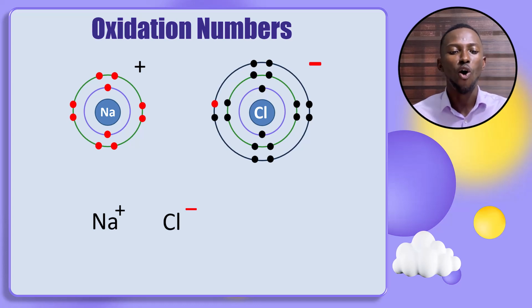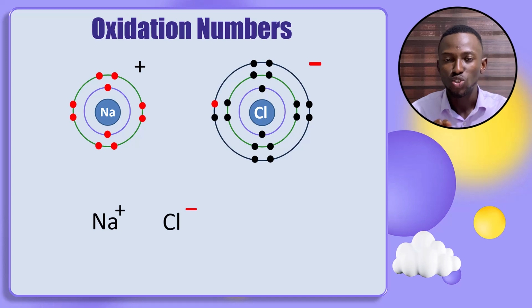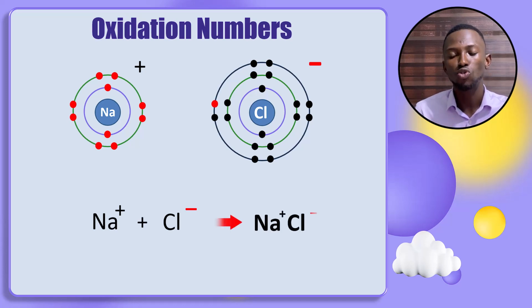That is when oxidation numbers come in. Oxidation number simply refers to the charge that is assigned to atoms, especially during the formation of ions or formation of compounds. For example, in this one, the sodium has a charge of +1, and the chlorine has a charge of -1. When they come together, they form sodium chloride, which is a compound.